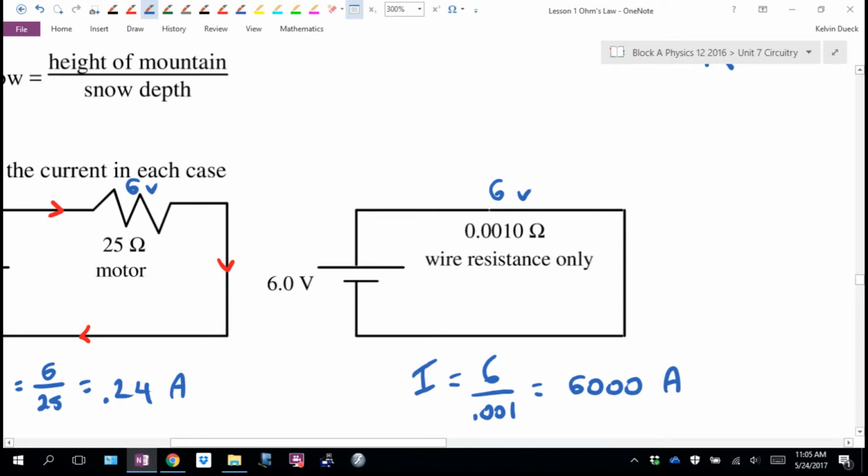Not good. That will do one of two things. That will either drain your battery very, very quick, because current is charges per second, and those charges are coming out of the battery. It'll burn that battery really quick. But probably it would heat up those wires red hot. And red hot wires in a house circuit, fire bad. Okay? That's a short circuit.